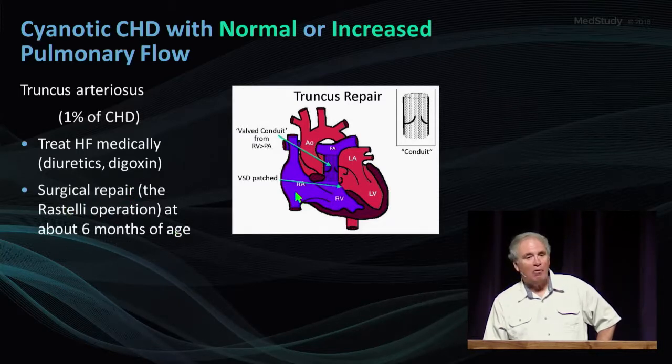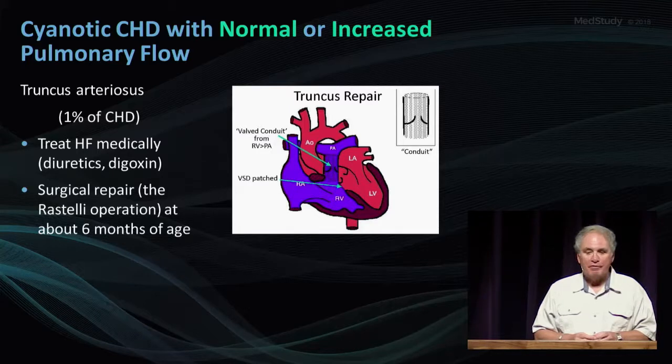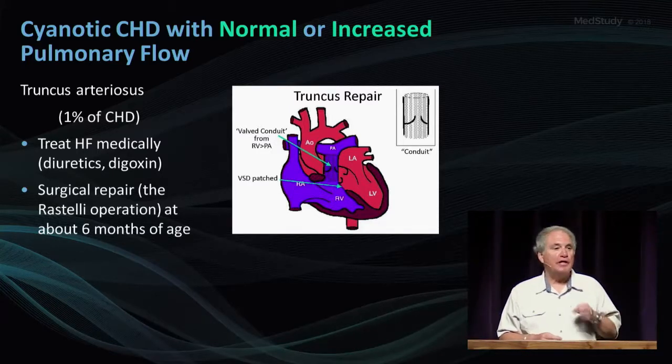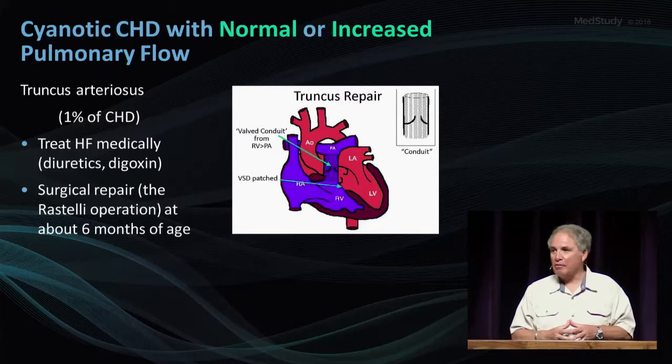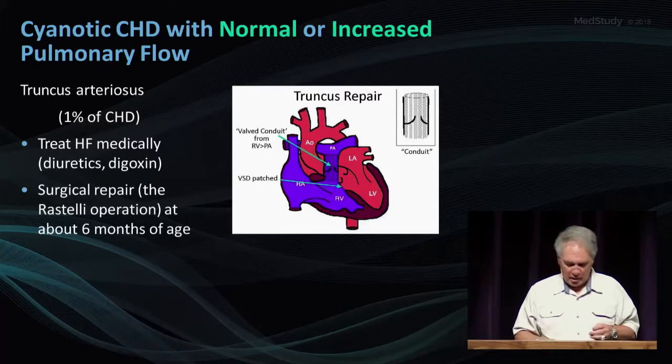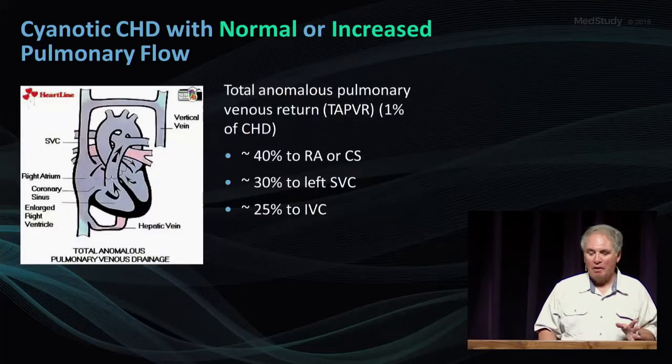And here is how truncus arteriosus is repaired. The pulmonary artery is chopped off the aorta, the truncal vessel, and a conduit with a little valve in it is placed between the right ventricle and the pulmonary artery. This is the so-called Rastelli operation, done with a high degree of success. These conduits do need to be changed as these babies grow bigger and bigger, and fortunately that's done with a very high degree of success and very little complications. Truncus arteriosus.